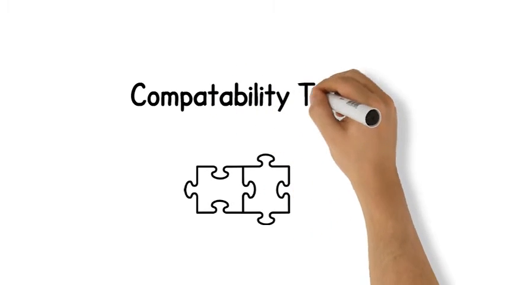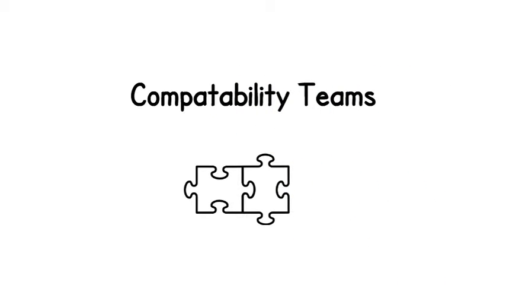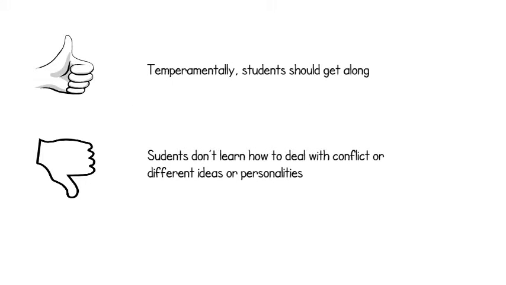Compatibility teams are teams comprised of 3 to 4 students whose personalities allow them to work together well. The plus side is that temperamentally students should get along. The minus side is that students don't learn how to deal with conflict or different ideas or different personalities.